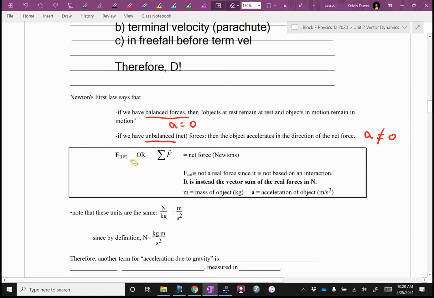F net, or does anybody know what this funky little E symbol means? Energy. No. It's a Greek letter sigma, but what does it mean in math? The sum of, or the total. So the total force, the net force, we say this: F net equals ma. And the direction of your acceleration determines the direction of the unbalanced force. Or if you know the direction of the unbalanced force, you know the direction of the acceleration. They work in both directions.